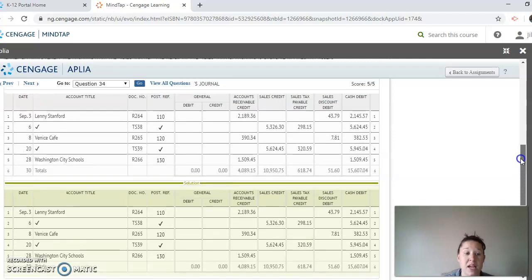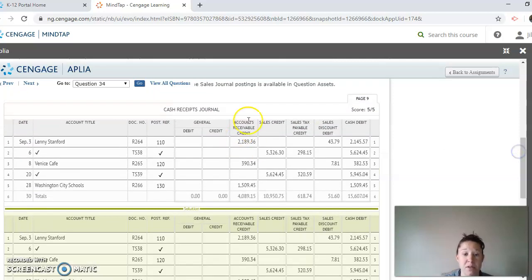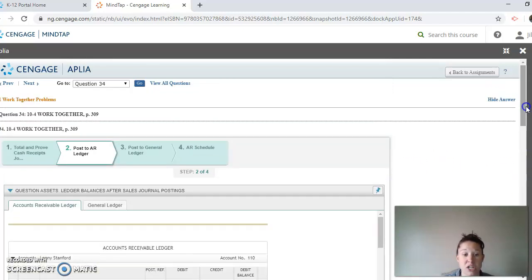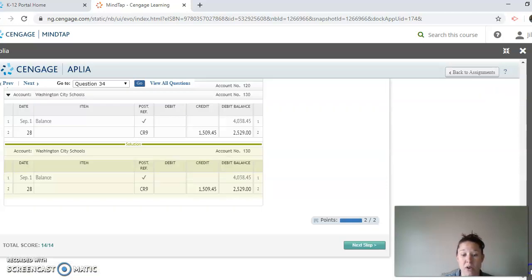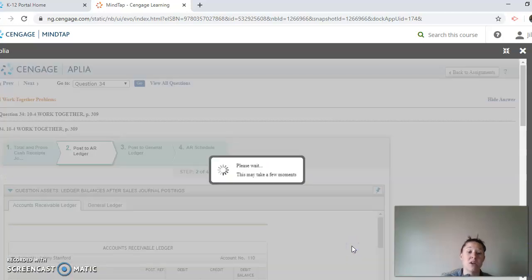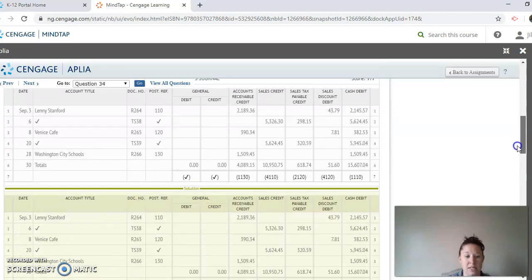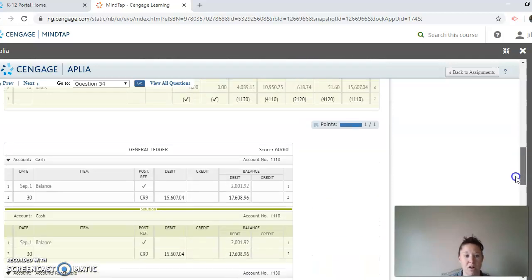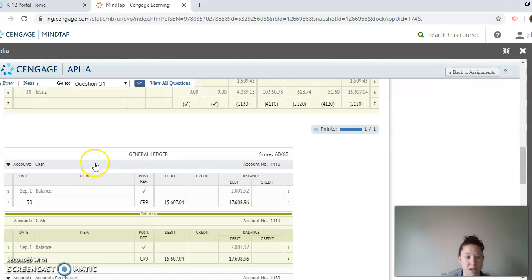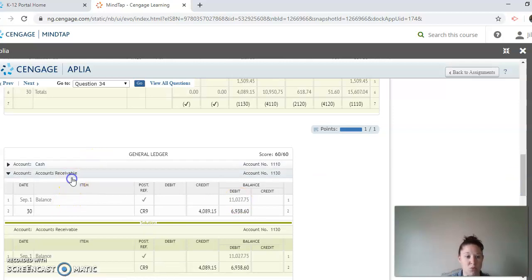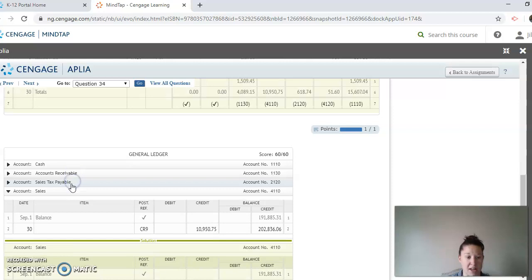After we've posted all of our accounts receivables to the accounts receivable ledger, our next step is going to be to post the column totals to the general ledger. So to do that, we are going to look at all of our column totals here. So here are our column totals. And then we're going to post each one to our general ledger.